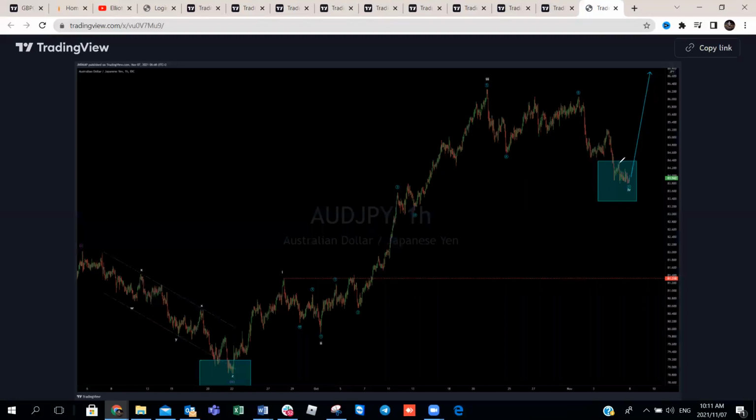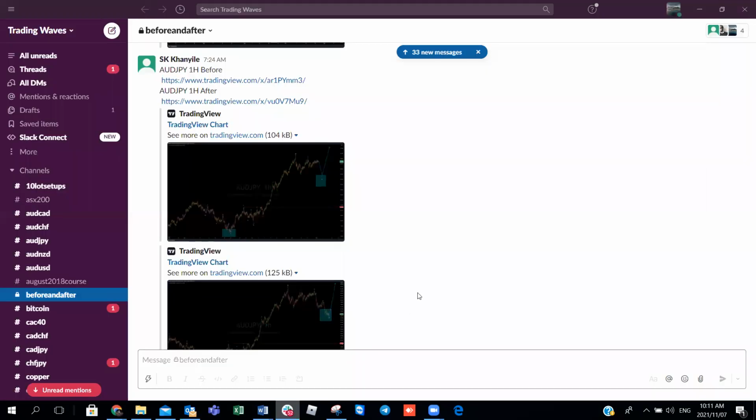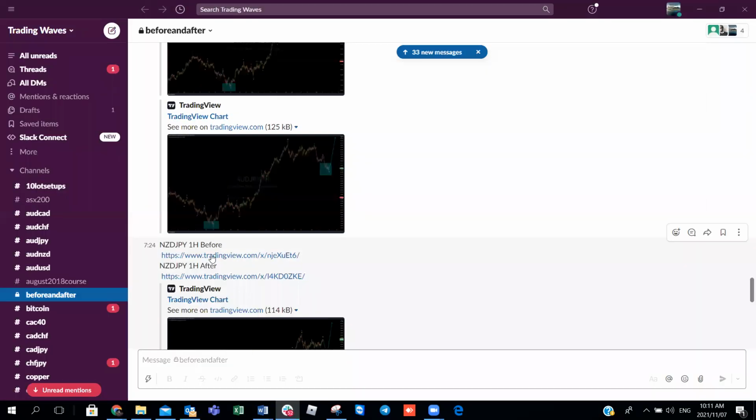So we have got into the blue box. We are right there in the blue box. Now we want to see that bounce there. Let's have a look and we'll see how that's going to play out. We're going to see that shortly when we start with the market analysis. That is Audi. New Zealand will be similar.